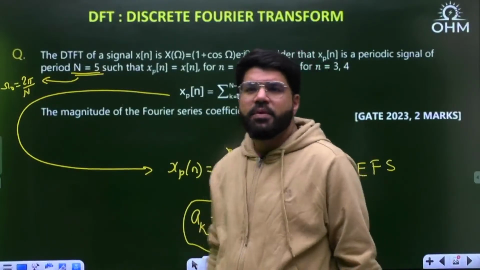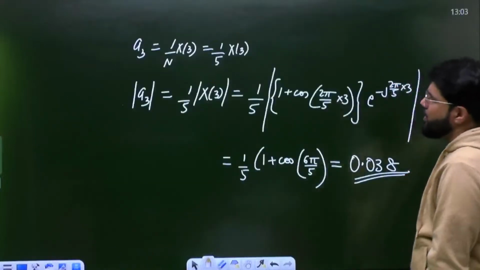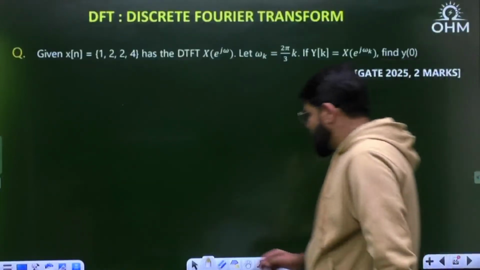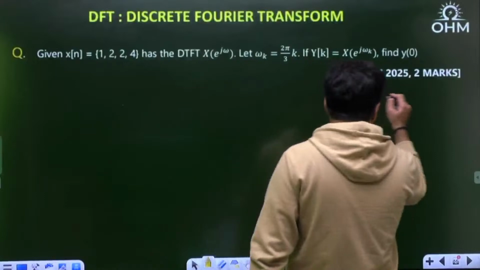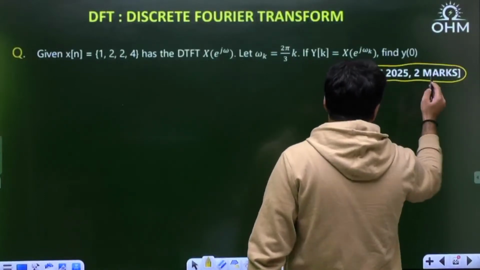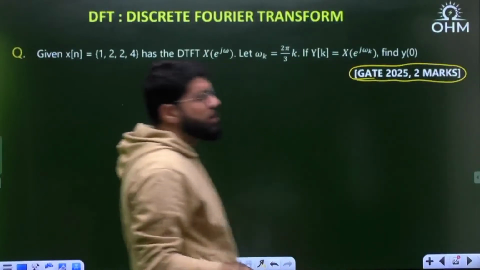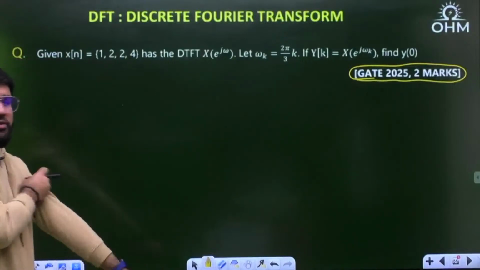Next question, dear. Now, next question again. This question was recently asked just on the 1st of February, GATE 2025, instrumentation branch, 2 marks, which was conducted just this 1st February.